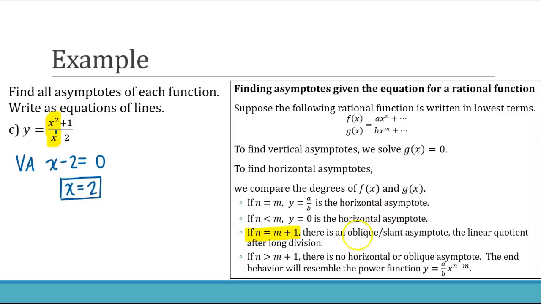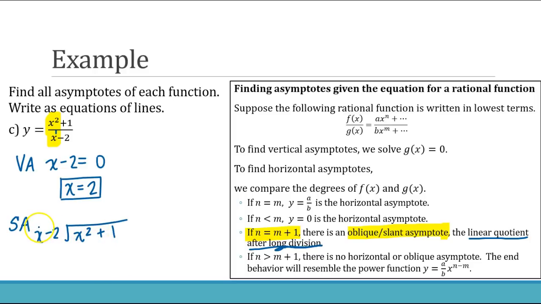If that happens, in that case, we have an oblique or a slant asymptote. So we don't have a horizontal asymptote, we actually have a slant asymptote. And how do we find it? Well, it's the linear quotient after long division. So what we're going to have to do here is some long division. We're going to divide the rational function. So the rational function is essentially division. X minus 2 is going to be divided into x squared plus 1.